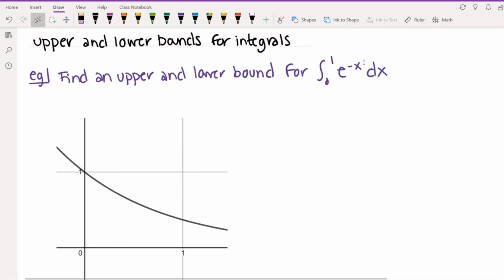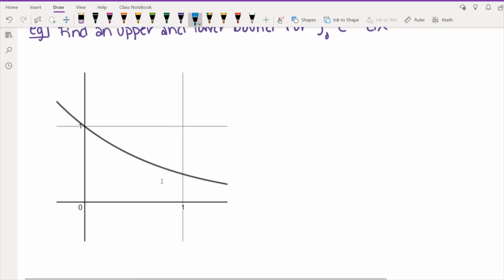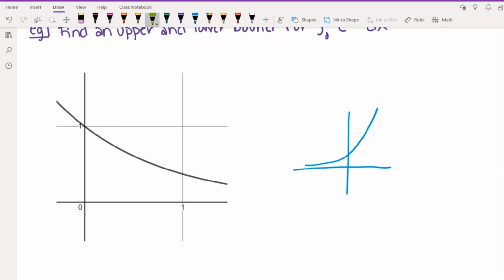Well, when you replace x with negative x in any function, it flips that function over the y-axis, right? It takes all of the x values and flips their sign. This is just a tiny snippet of the graph, but maybe just to contextualize it, the graph of e to the x would look like this, something like that. And so e to the negative x is going to be reflected over the y-axis, so it's going to look something like this. So we're looking at kind of a snippet of that green graph.